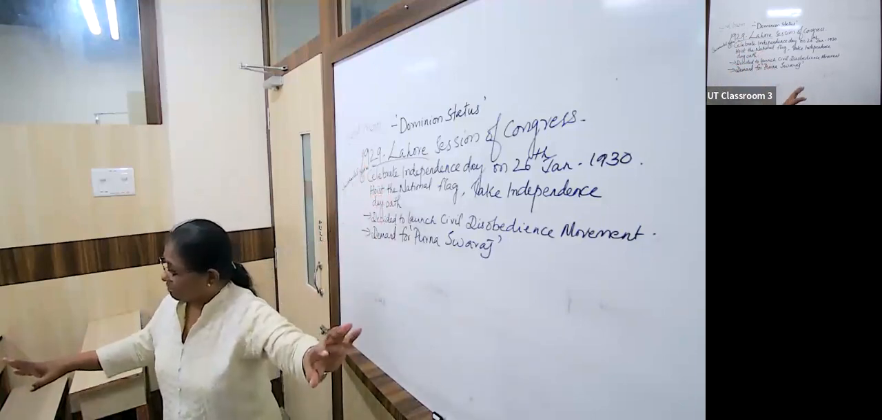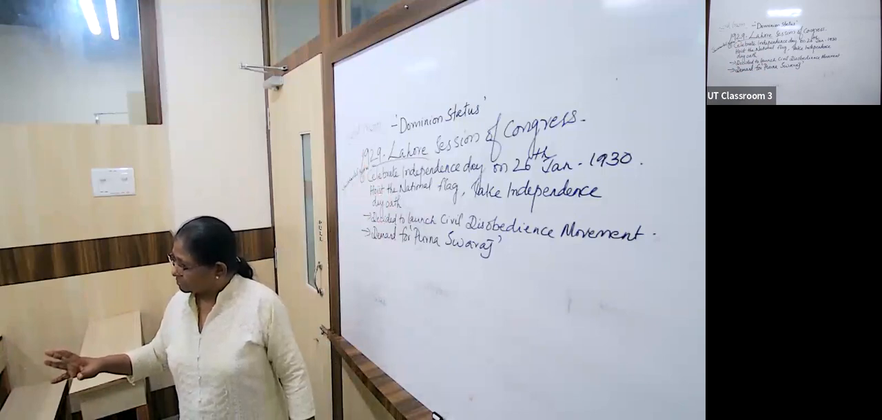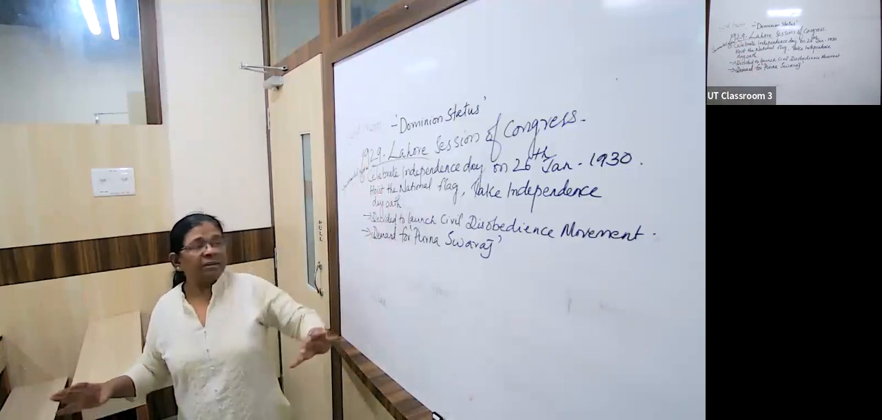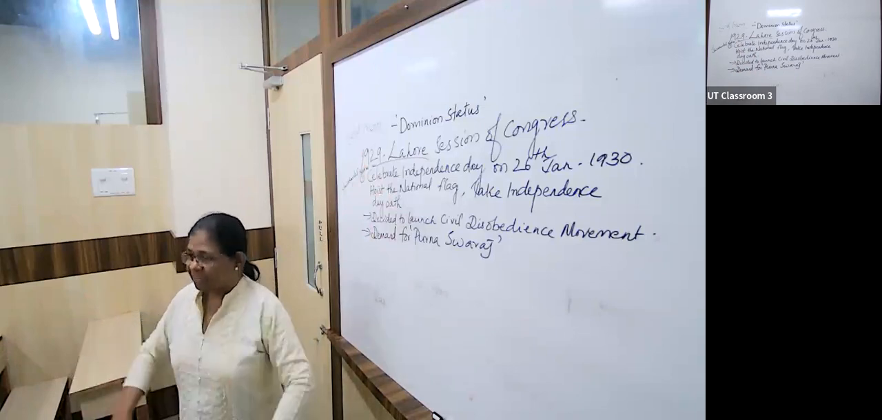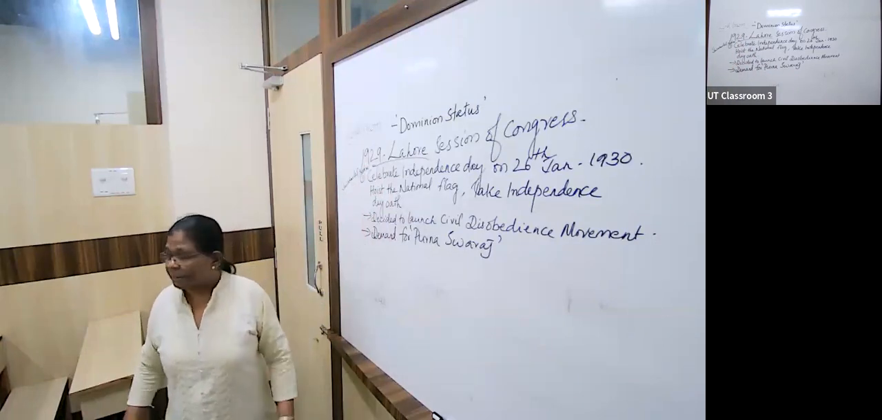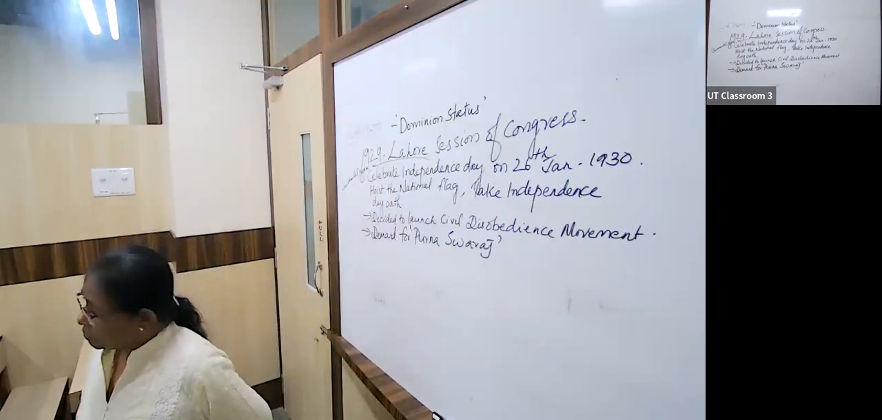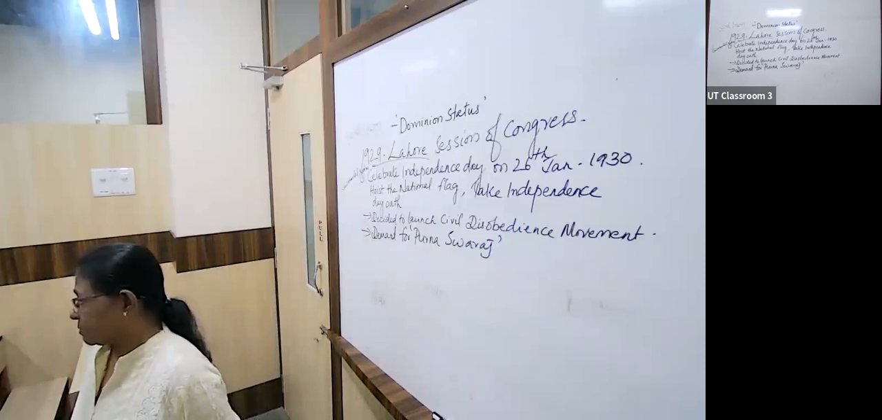With what all things? Hoist the national flag, take the Independence Day oath. So in that way they decided to celebrate independence. Okay. Now what happens? Second, we will launch a new movement. What is it called? A civil disobedience movement.